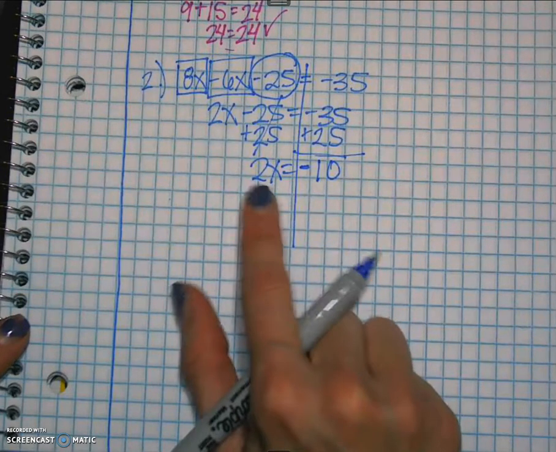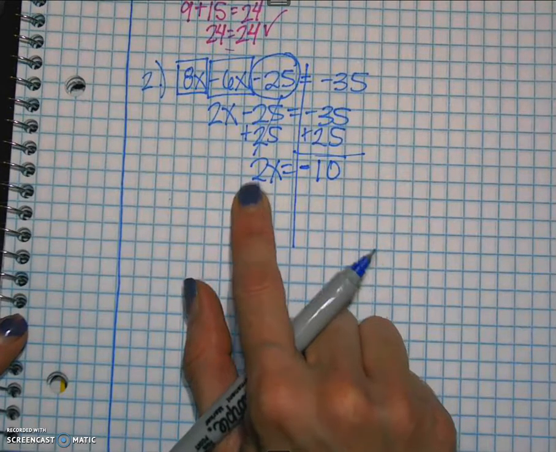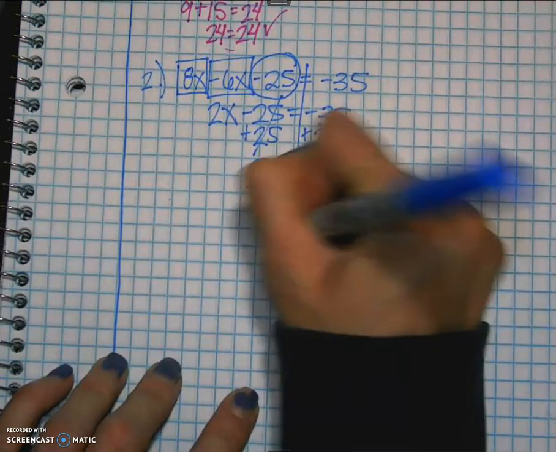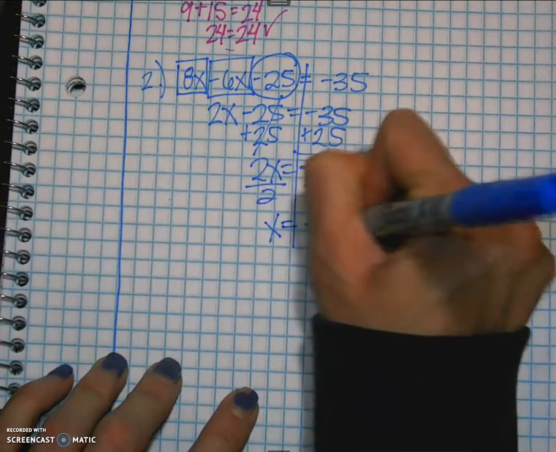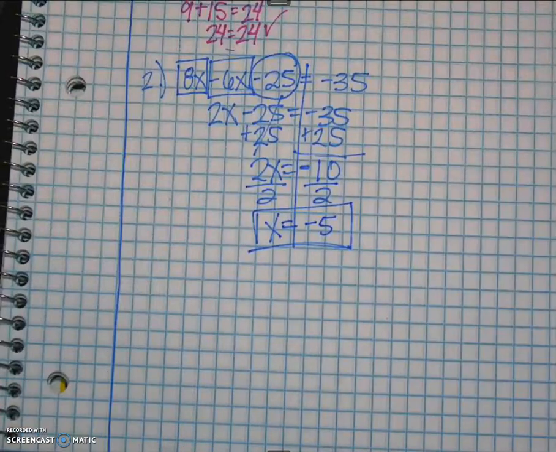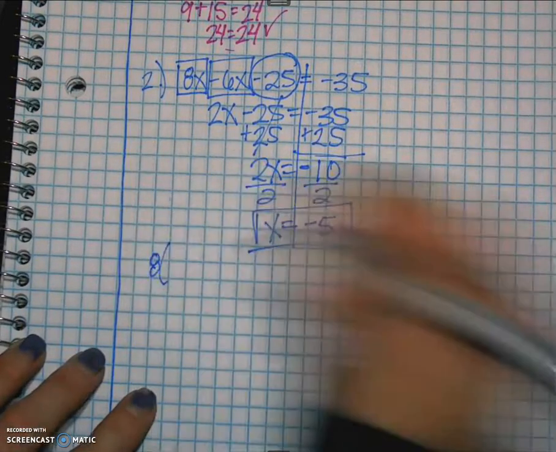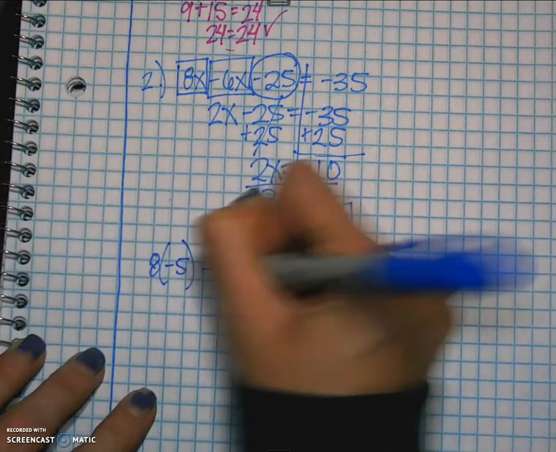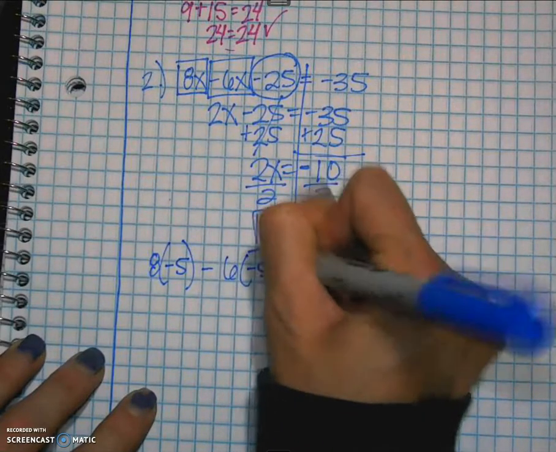I have to get rid of multiplication. So the opposite of multiplying is dividing. So x is going to equal negative 5. Again, how can you be sure? Let's check it. So everywhere I see this x, I'm going to plug in negative 5.